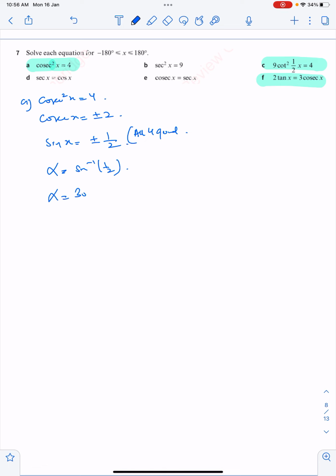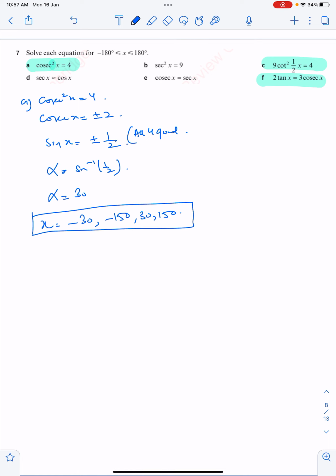Since you have to find the angles in all the 4 quadrants, if you look at the negative side, x will be negative 30, negative 150, because you can't go above minus 180. On the positive side it's going to be 30 and 150. So these are the 4 answers for this part.